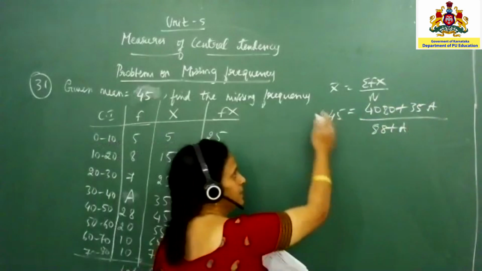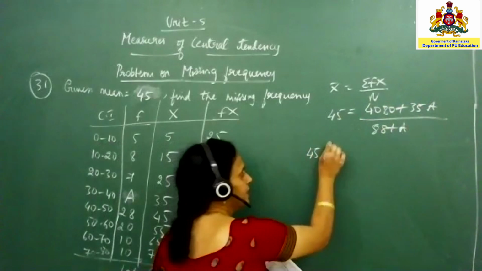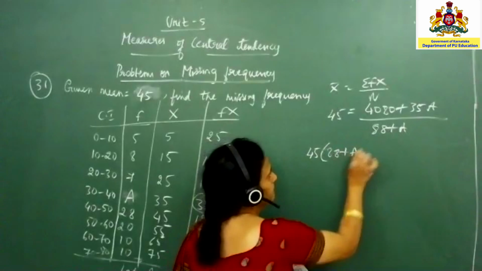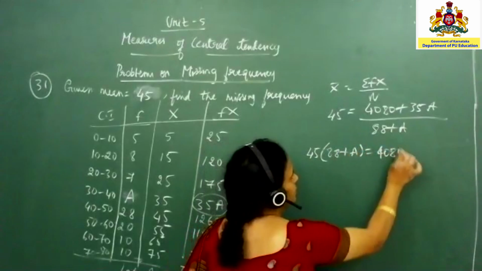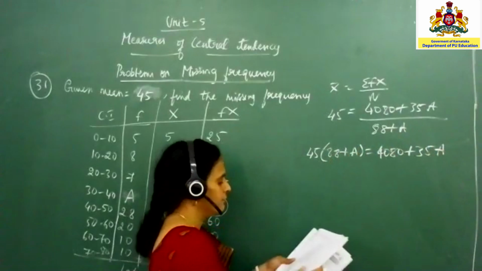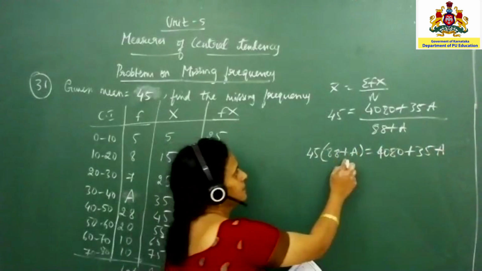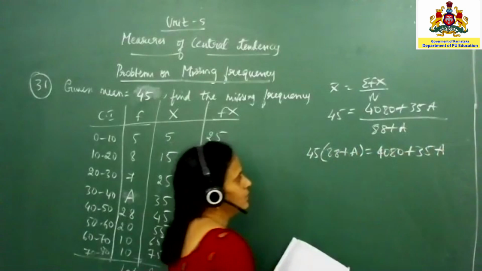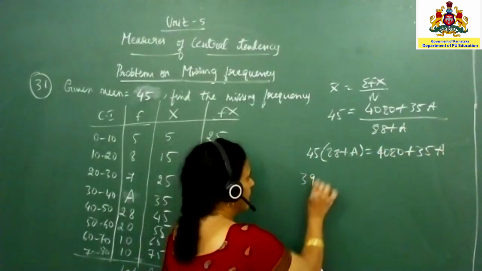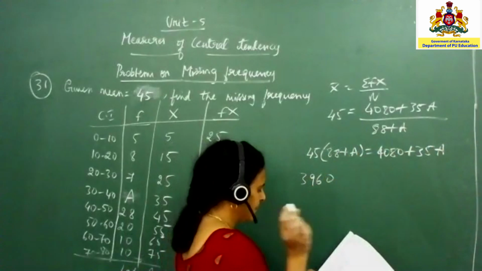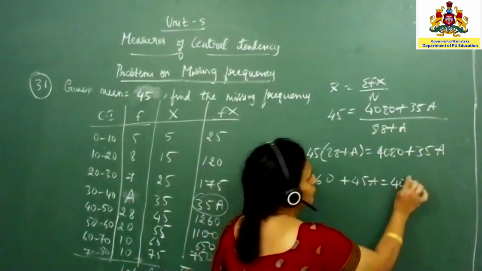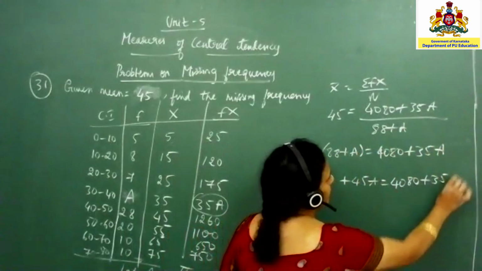So next step is I have to cross multiply. So like previous column, 45. So 45 into 88 plus a equal to 4080 plus 35a. Again I should multiply 45 into 88 plus 45a. We are getting 4080 plus 35a. So the values will be 3960 plus 45 into a is 45a equal to 4080 plus 35a.